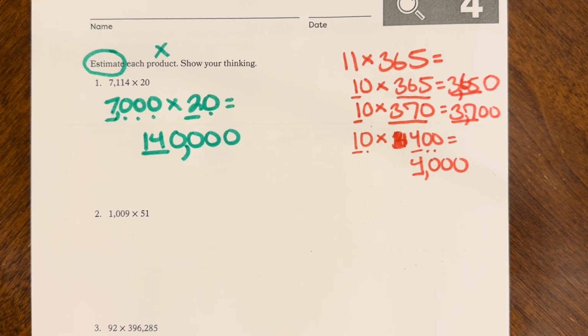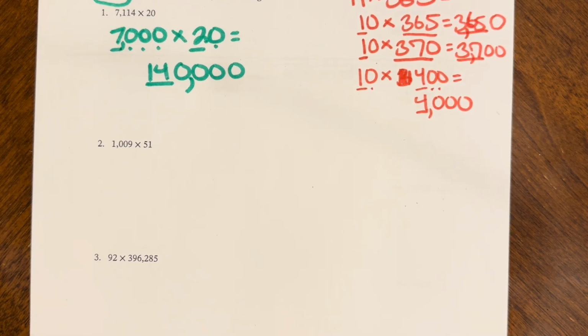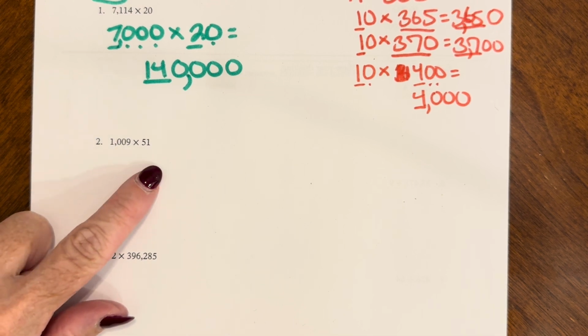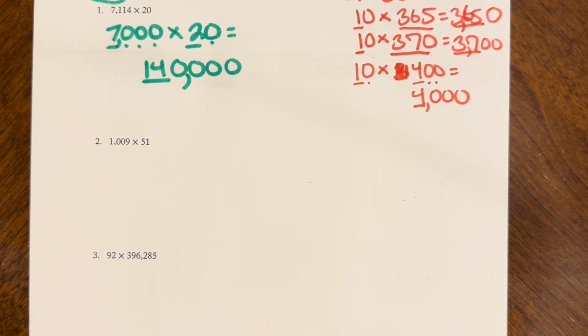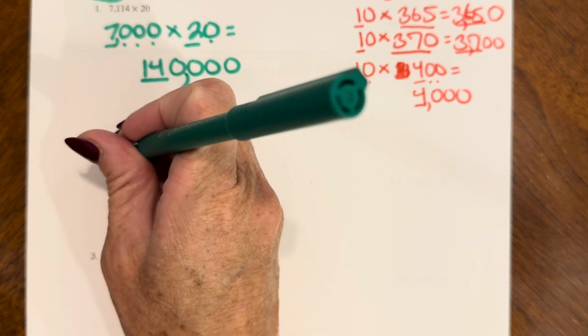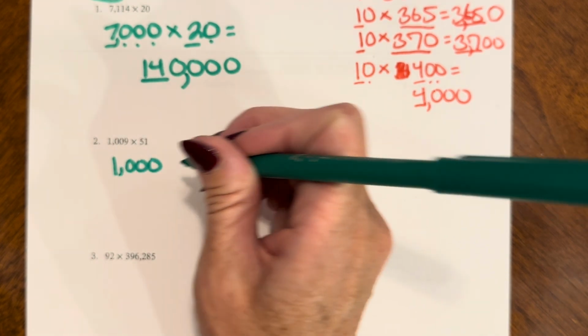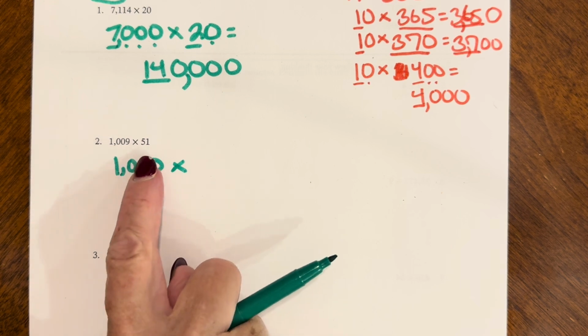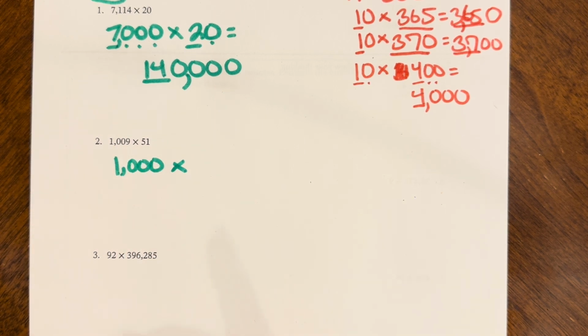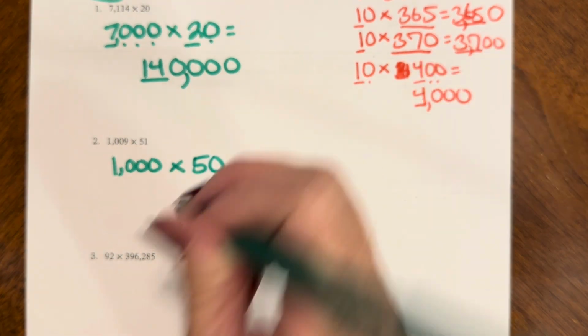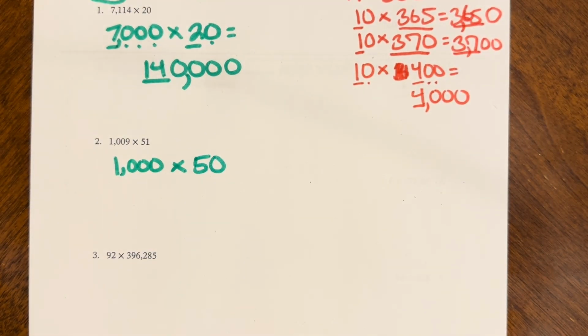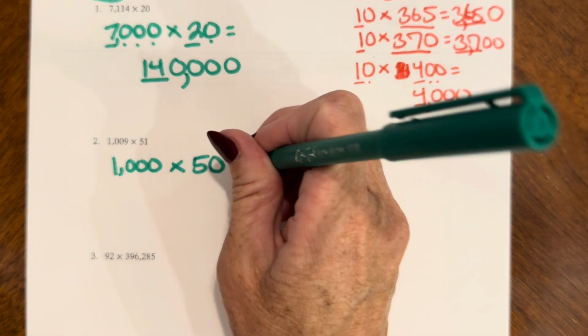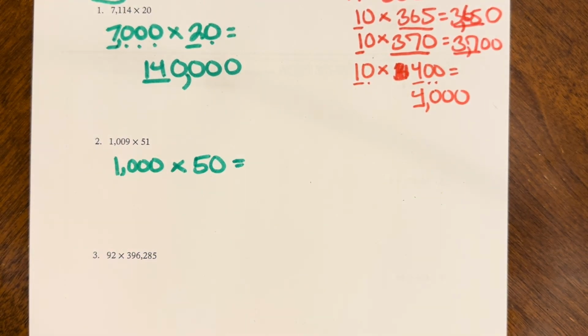Okay, let's try our next one. Our next one is 1,009 times 51. So again, I'm going to look at 1,009 and say, what is this about? What's it close to? So 1,009 is very close to 1,000. And 51 is not a multiple of 10, so I'd like to make that a multiple of 10. So I would say 51 is very close to 50. So now I can easily do this in my head.